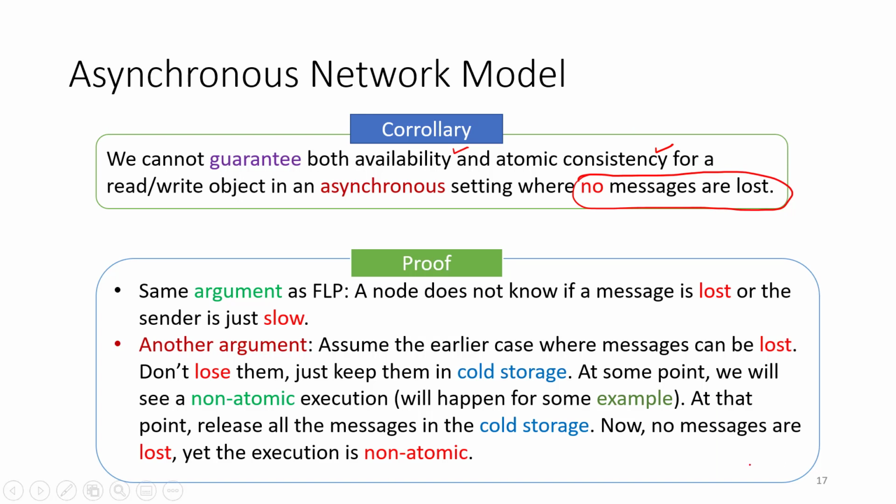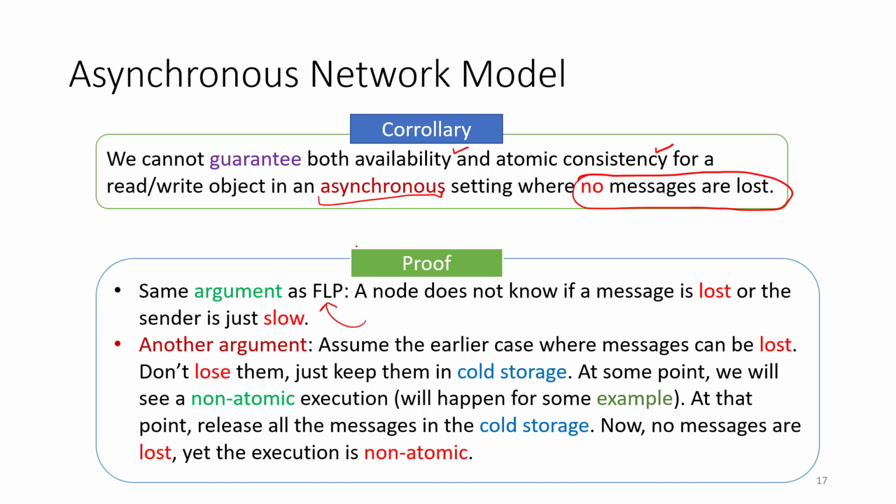The argument is the same as the FLP theorem. Given the fact that we have an asynchronous setting, a node doesn't know if a message is lost or the sender is just slow. So this was the key aspect of the FLP result. If you go back to that, we argued that in an asynchronous setting, you simply don't know if the node is still replying, or if a message is genuinely lost, or the node has developed a fault and is dead. It's not possible to find that.